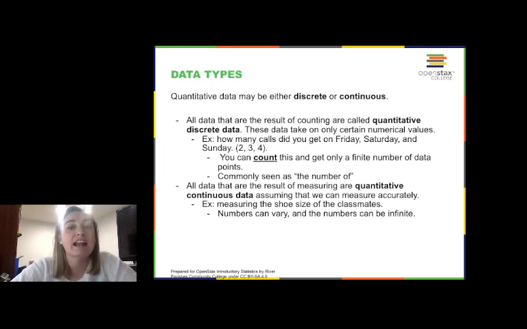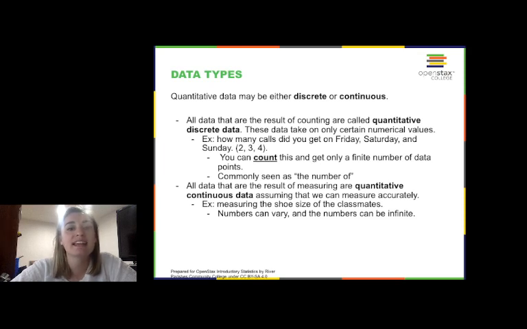How many calls did you get on Saturday? Well, I had 3 calls on Saturday. You can count how many calls you got on Saturday. Sunday, I got 4 calls, right? That's 4 calls that you can count. These are all examples of quantitative discrete data. When you are looking at examples of quantitative discrete data, you will commonly see this referred to as the number of blank, right? The number of calls you received on Friday was 2. The number of calls you received on Saturday was 3. And this is how we can describe quantitative discrete data.